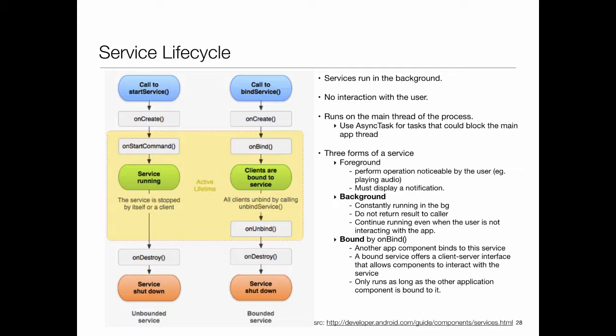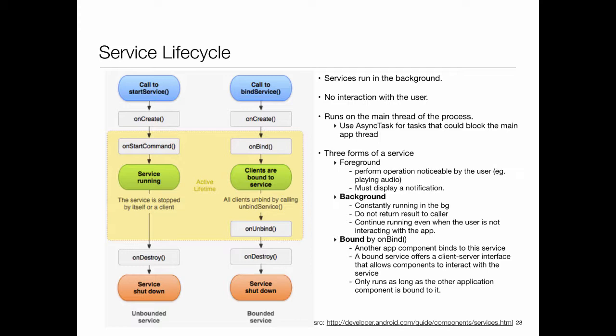It often happens that the service is connected to a UI part. For example, in the example of playing music, there may be an activity with which you can control the service, like start the playing of the music or stop the playing of the music. So in this case, it will be what's called a bound service. A bound service is a service that is connected to another component, which is typically an activity. And the activity that's bound to the bound service will be able to make calls to that service.